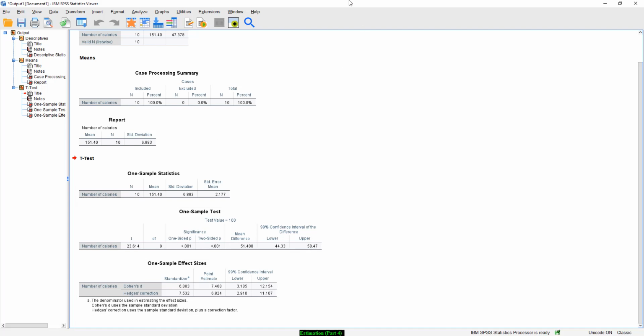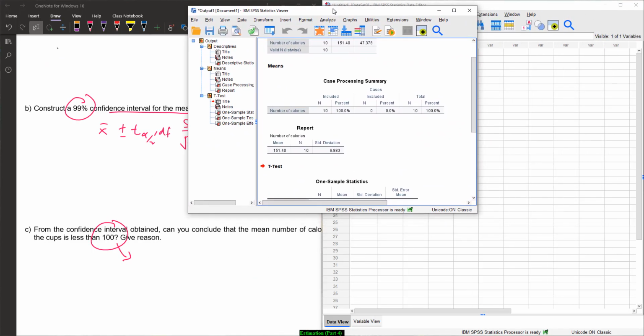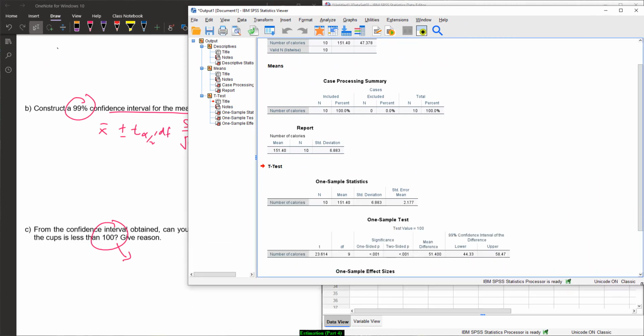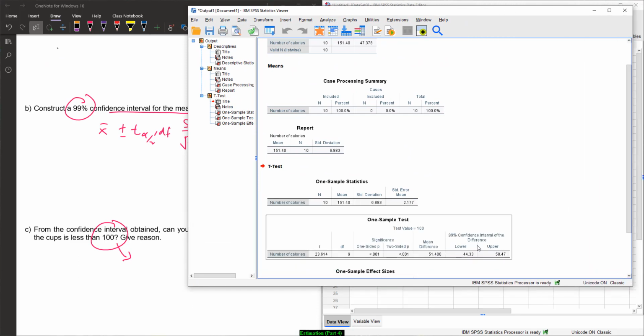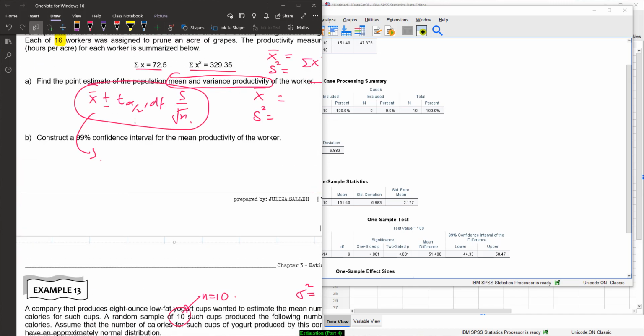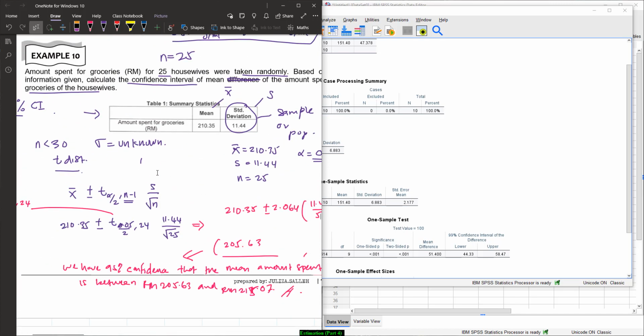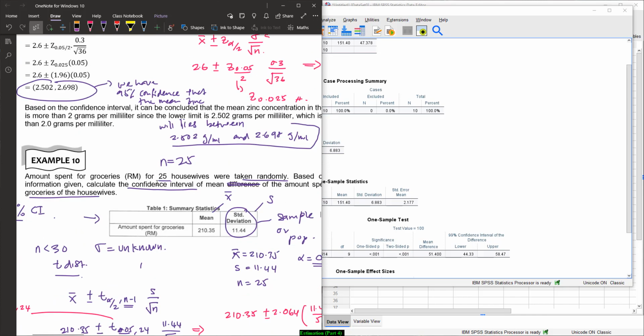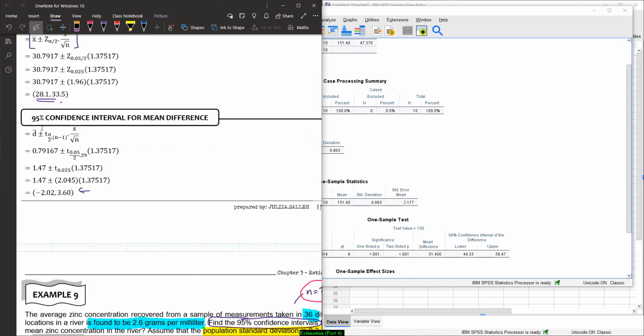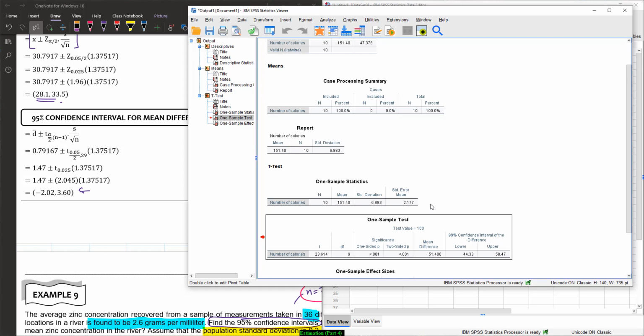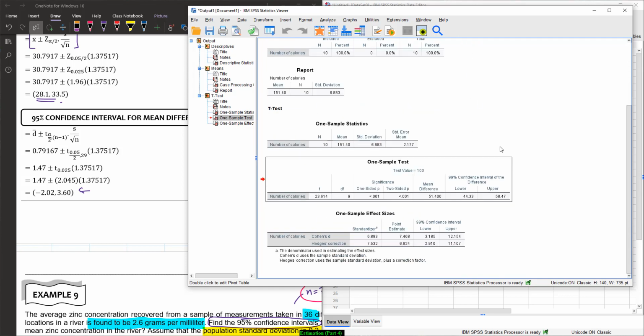Here there is no confidence interval for the mean. So they give us the confidence interval of the difference. Remember, we already learned the confidence interval for the mean difference using this formula, right? So the mean difference is here. If you want to find the confidence interval of the mean, remember we cannot get it from here. We need to get it from explore.